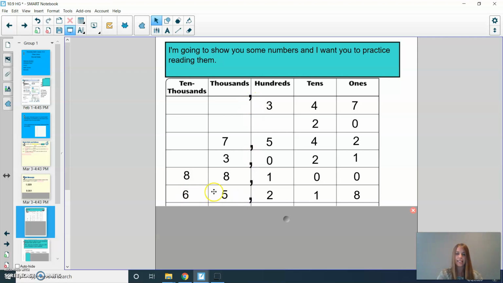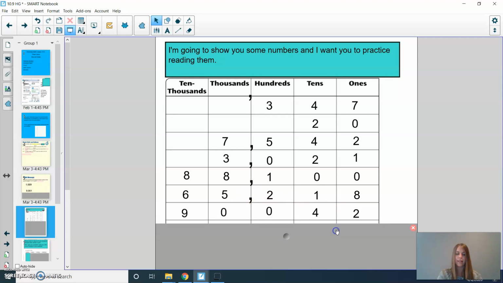How about here? If you said 65,218, you are correct. How about this one? If you said 90,042, you are correct. Notice how I had a 0 in my thousands place, so I'm just reading this number together, 90,000. I had a 0 in my hundreds place, so 90,042.